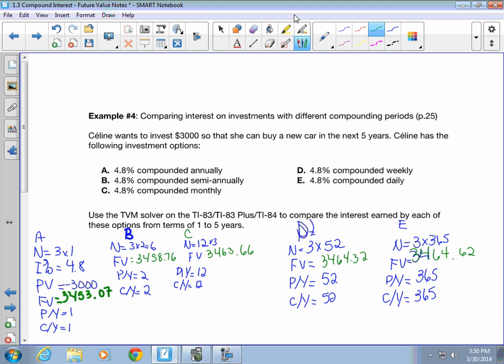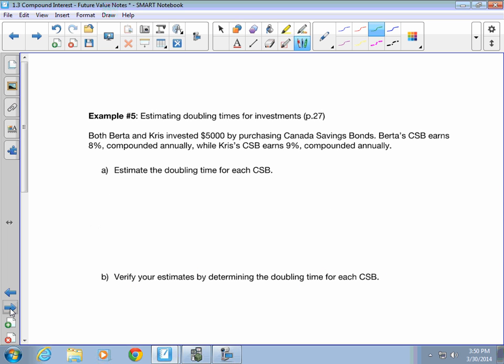Okay, our next page, I guess, not last page. Last page is just some info. So it says, both Bert and Chris invested $5,000 by purchasing a Canada Savings Bond. Berta's CSB earns 8% compounded annually, while Chris's earns 9% compounded annually. So it says estimate the doubling time for each CSB.